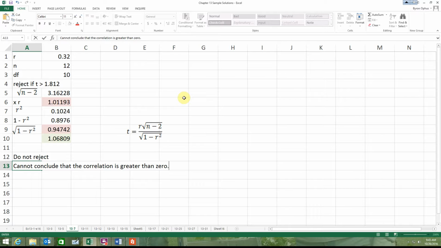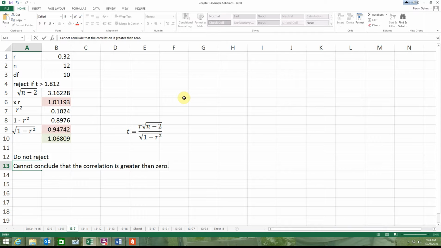Anyhow, the null hypothesis is that rho is less than or equal to 0, and the alternate hypothesis is that rho is greater than 0. So we use the formula that's provided for us, that nice little formula on page 437 towards the bottom, the t-test. We're back to the t-test, right?